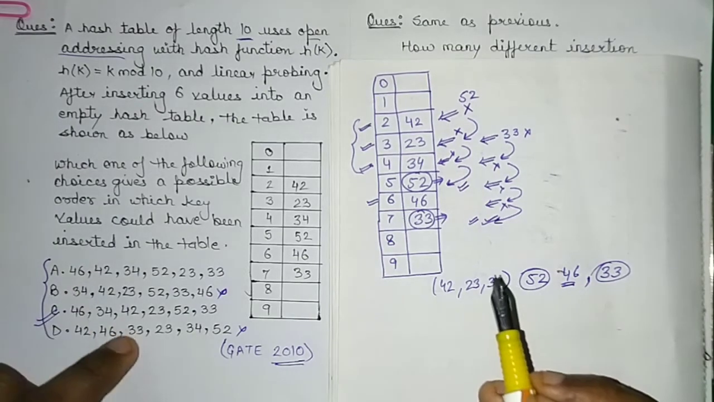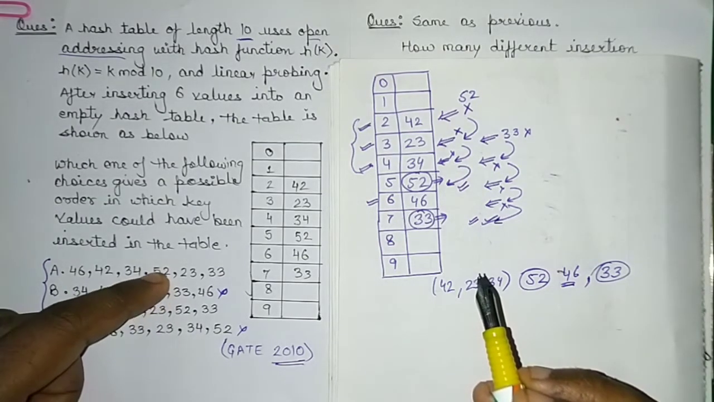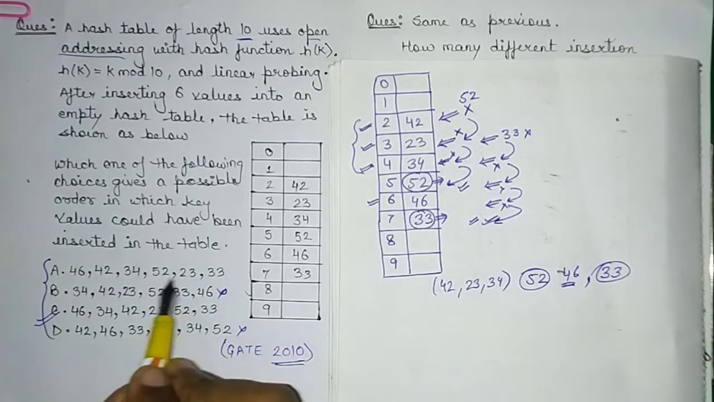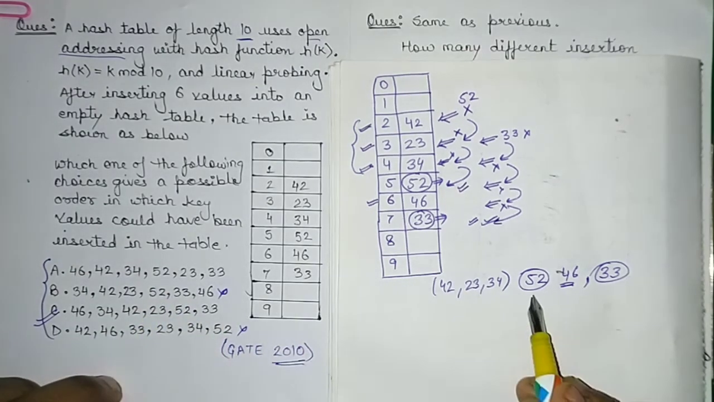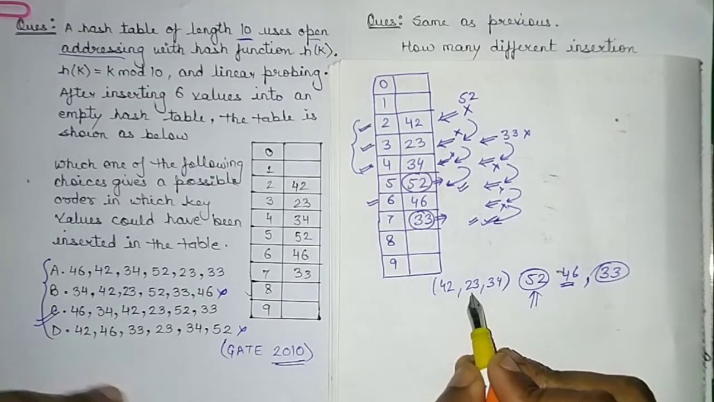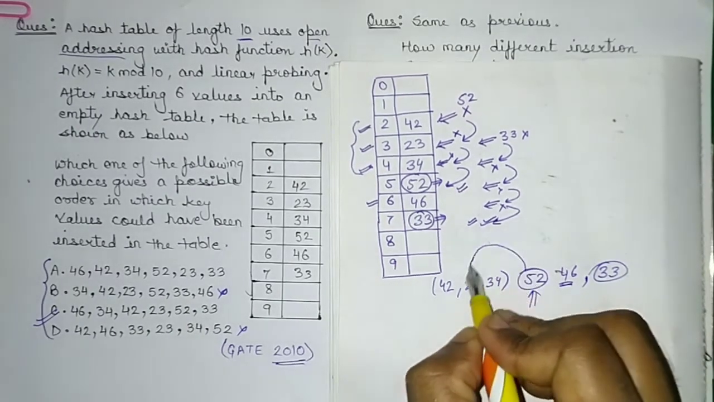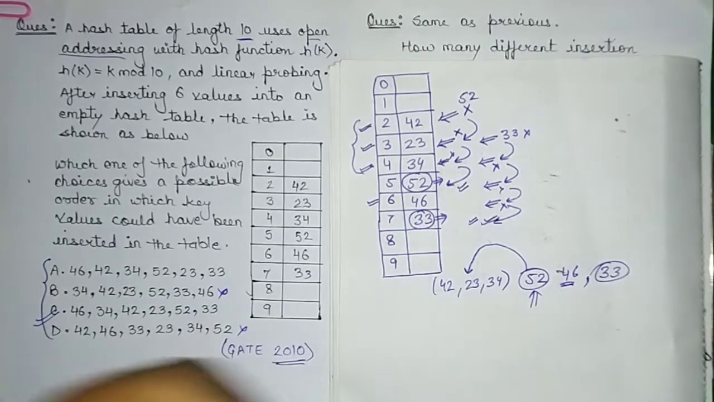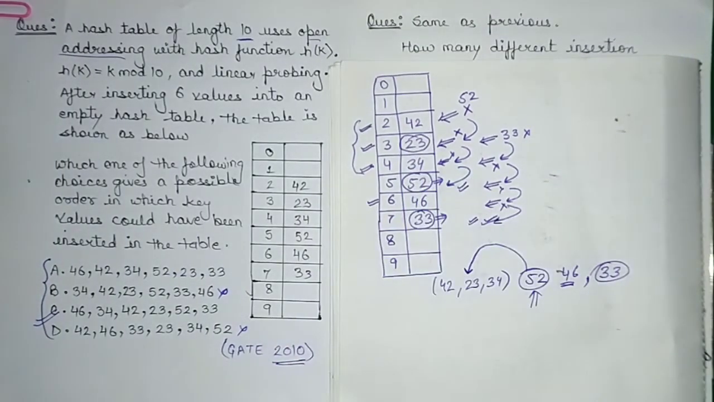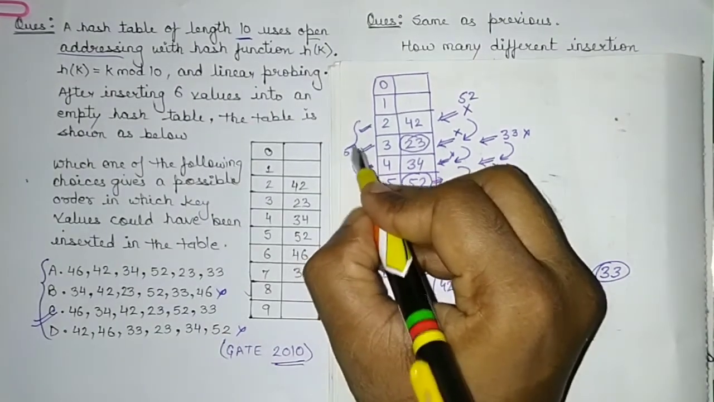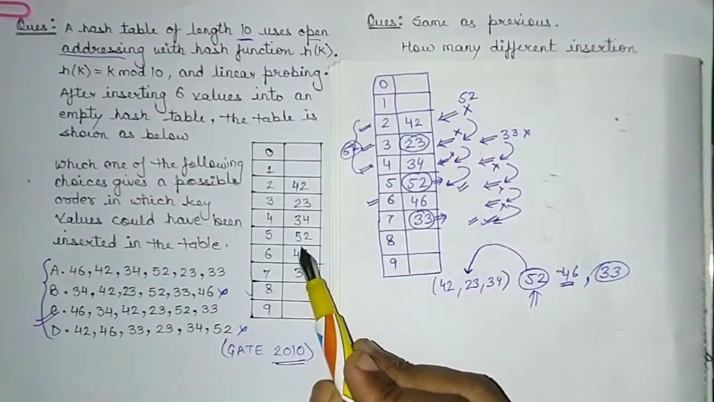Now you can see one thing, that here the 52 is stored before 23. If you store this 52 before 23, instead of 23 there will be 52, right? So if there is 52 over here, then it is not the same as this particular table.